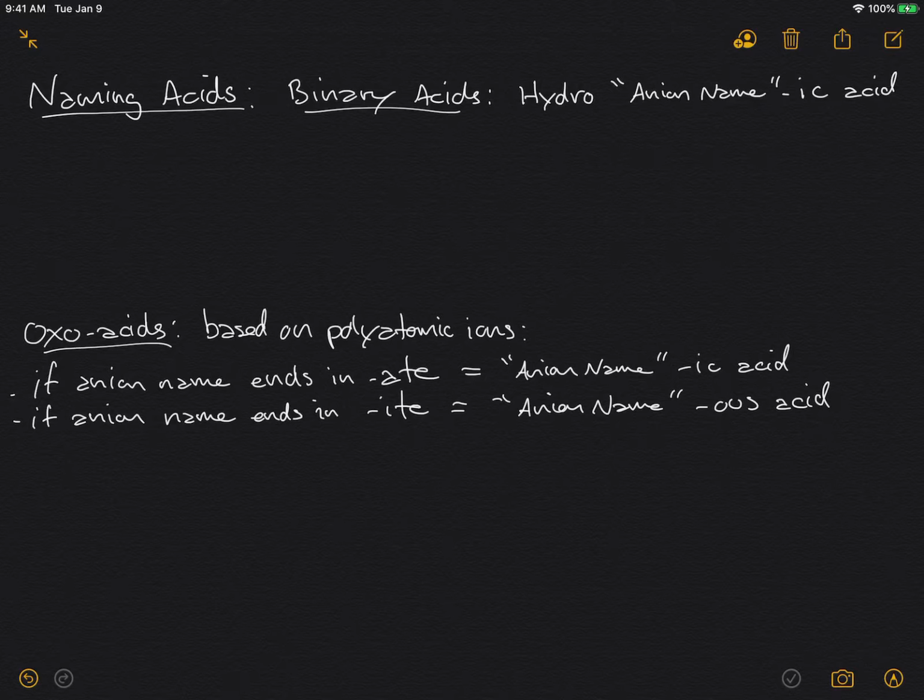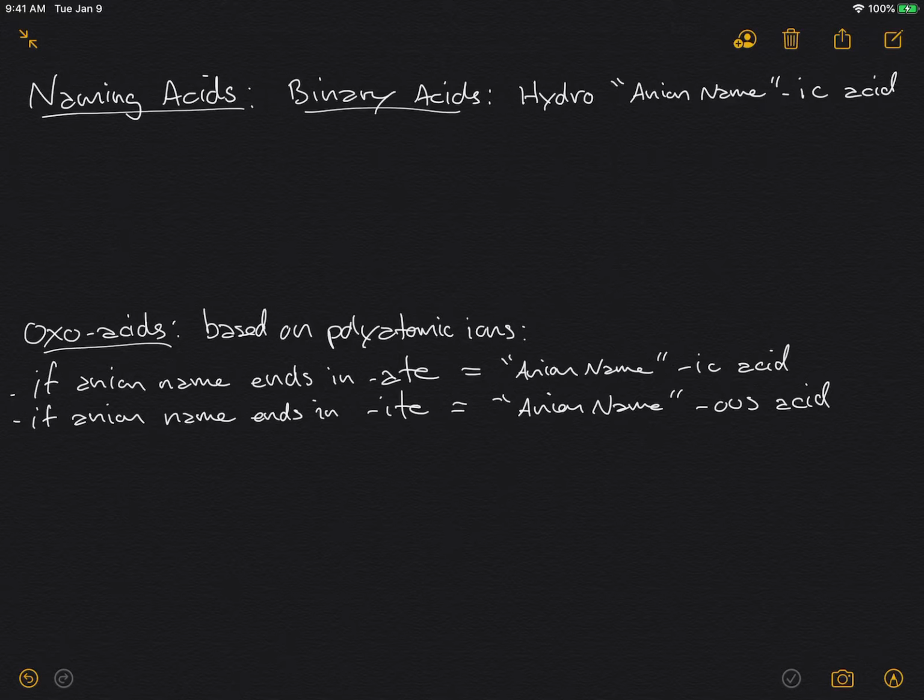Now we can learn how to name acids. And you can think of acids as ionic compounds where H+ is one of the ions. And H+ is always the cation, and the anion is how you would name the acid. So all acids have H+ and they release H+ when put in water.